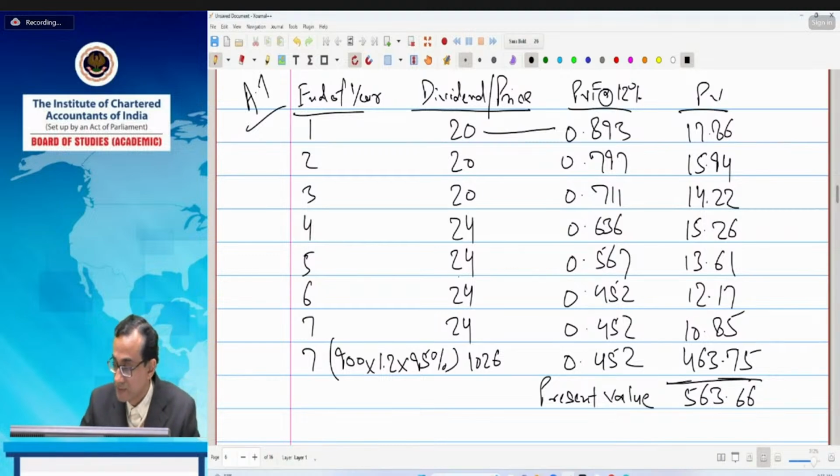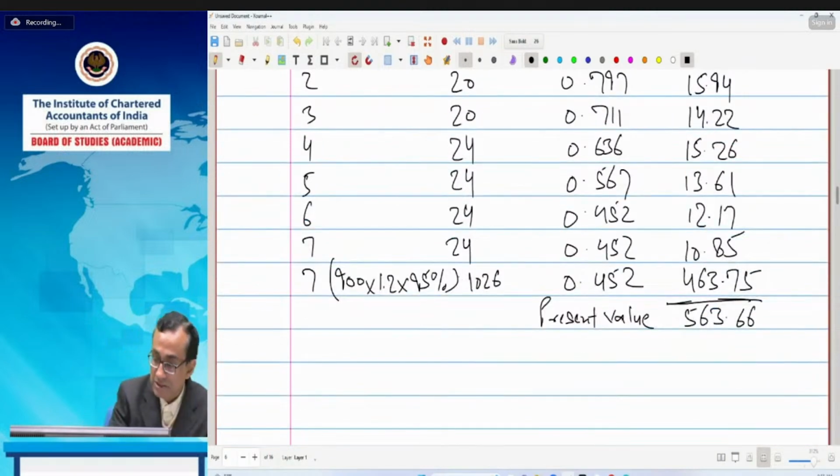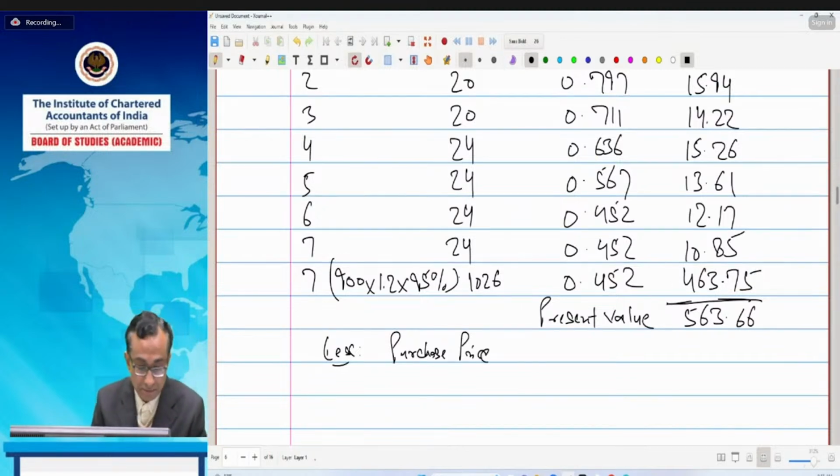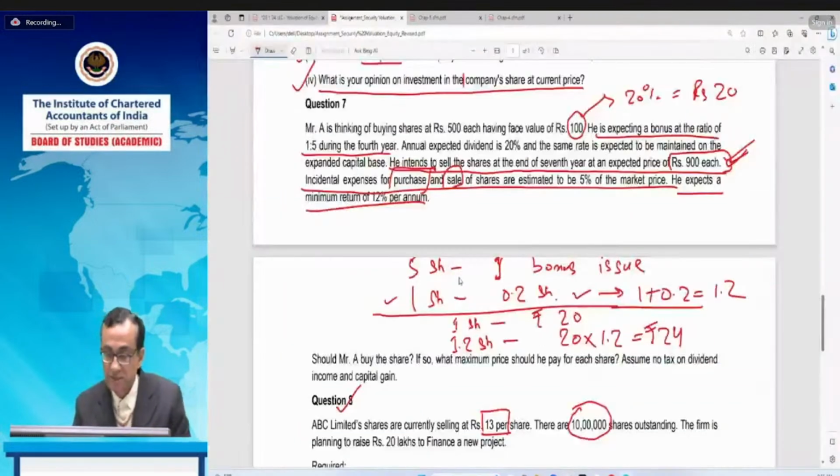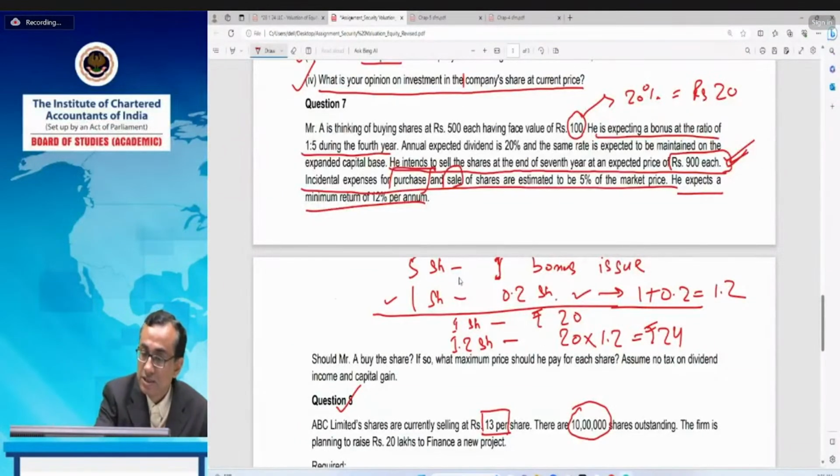From this, we will deduct the purchase price. The purchase price of the shares is rupees 500. It has been purchased for 500. It is given in the question that he is thinking of buying at rupees 500.